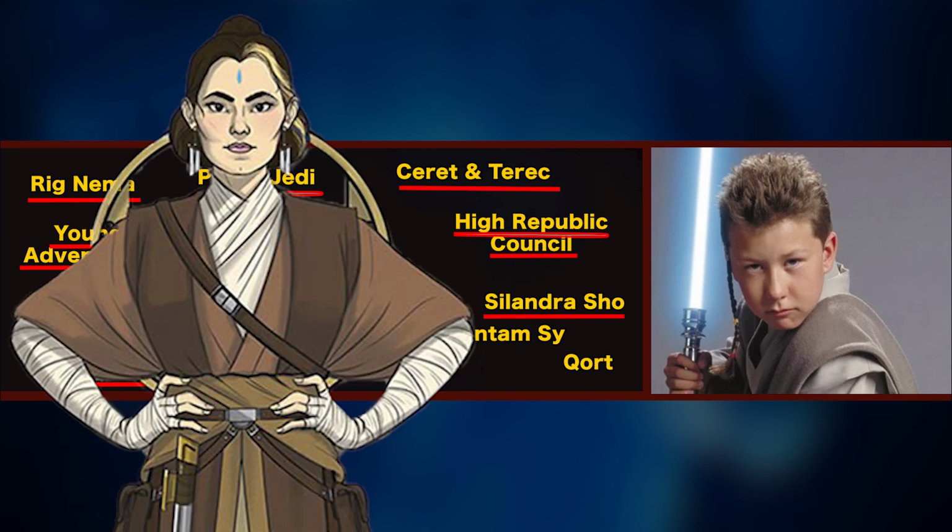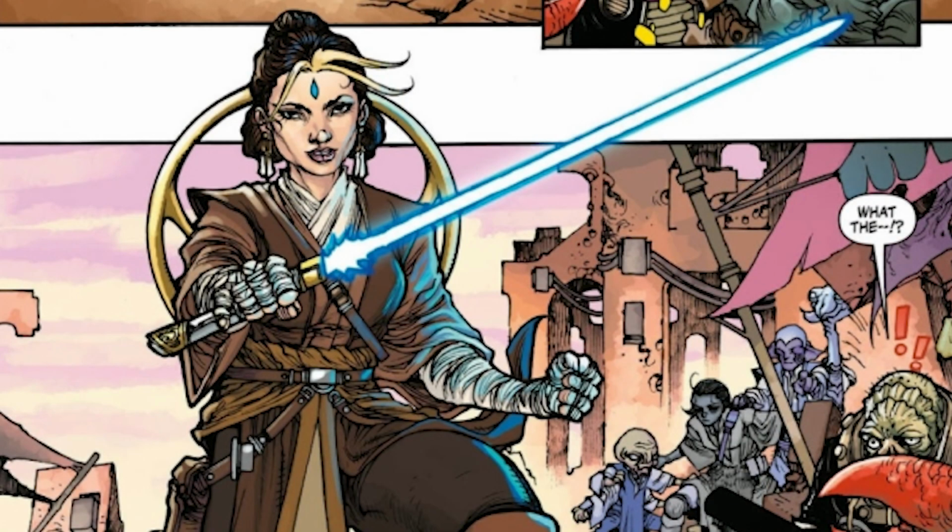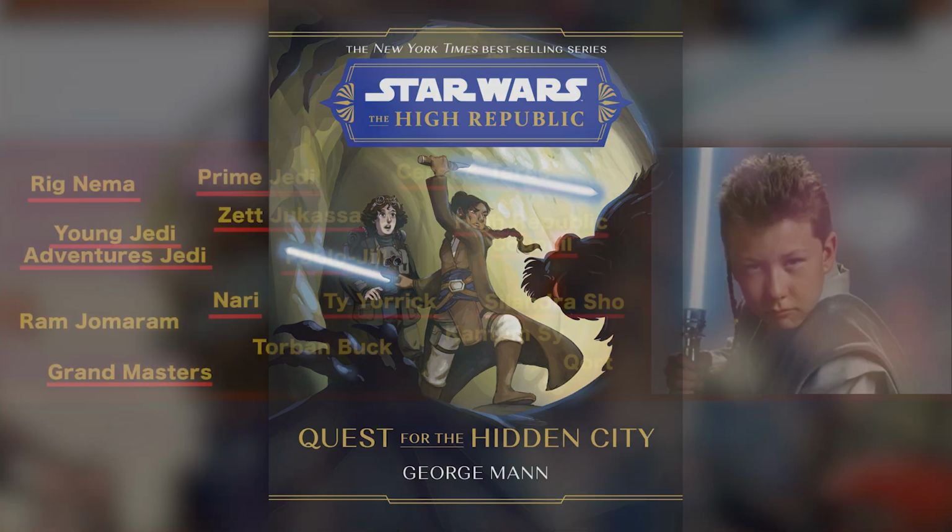Next there's Salandra Sho. She was a Jedi who carried a shield around, which she preferred to use over her lightsaber. This shield was actually hundreds of years old, passed down from Master to Padawan for many years. She first appeared in the High Republic, Quest for the Hidden City.